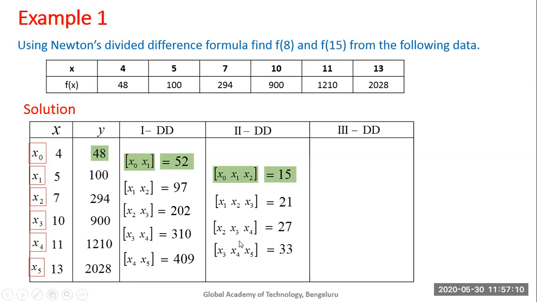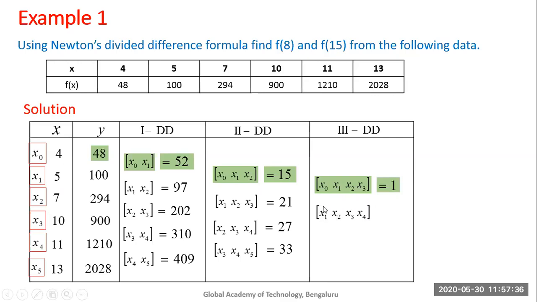Then use them to get the third divide differences. Once again, write the notation first. x0, x1, x2, x3 is the first of the third divide differences. Now take the difference of 21 and 15 and divide that number by x3 minus x0. x3 is 10, x0 is 4, so 10 minus 4 is 6. So 21 minus 15 divided by 6, you get 1.